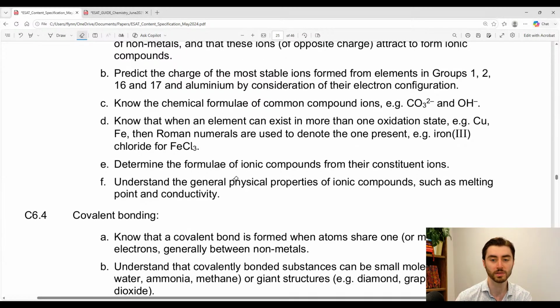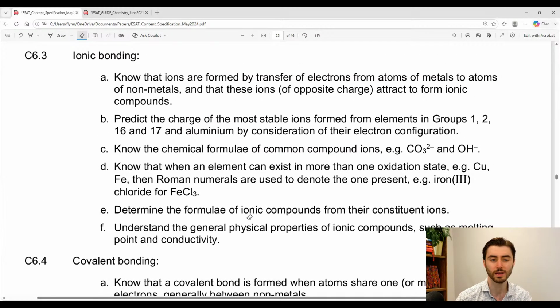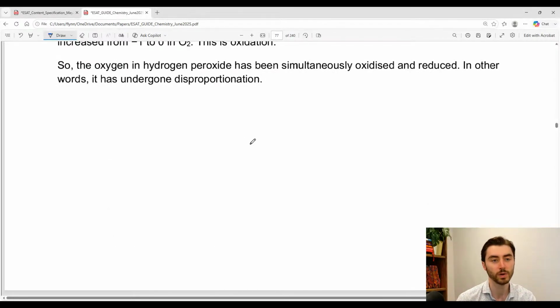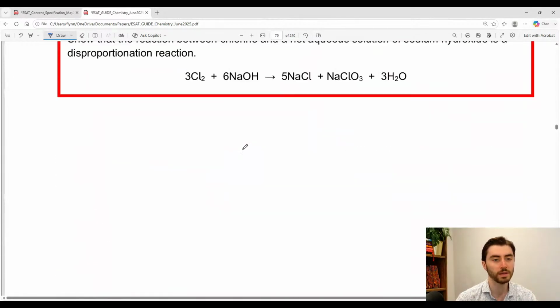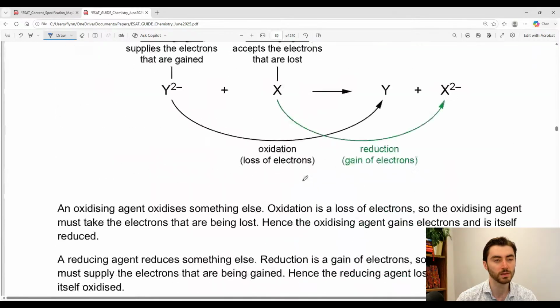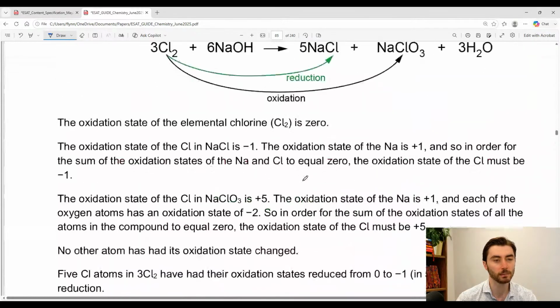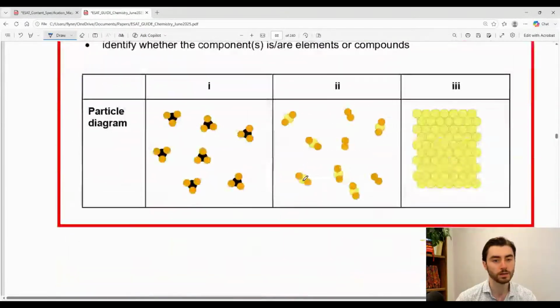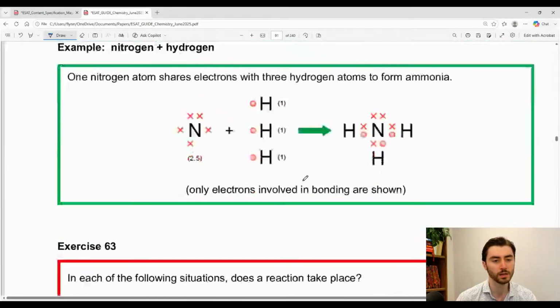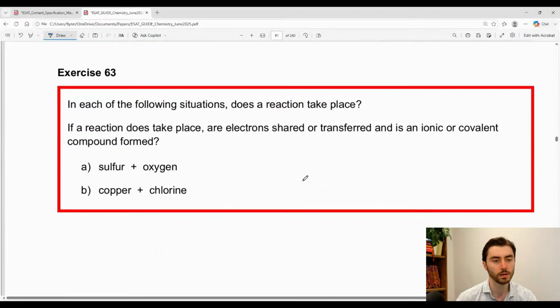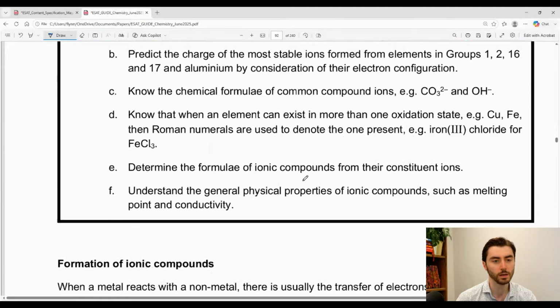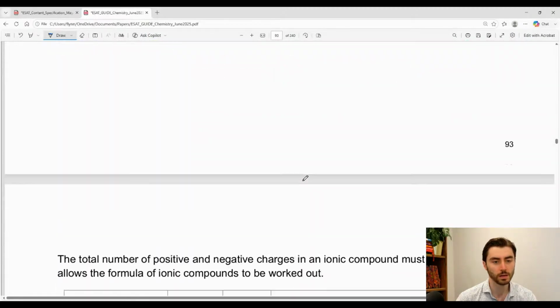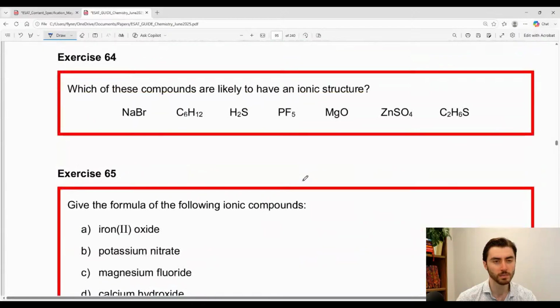Formula of ionic compounds and their constituent ions. It's pretty simple, but let's try that. So 6.3. Let me do some demonstration. So where is that? So 6.3. Here we go. Give me some questions to demonstrate the skill here.